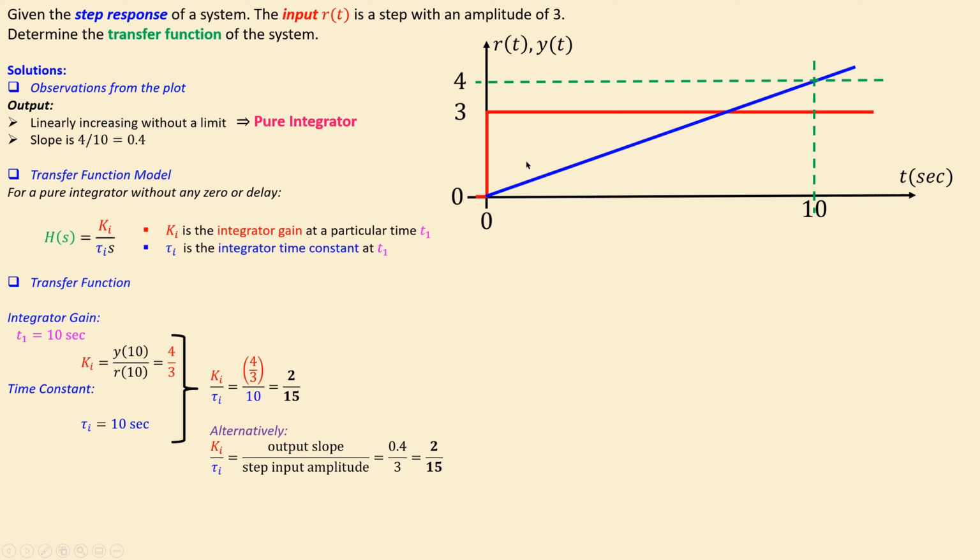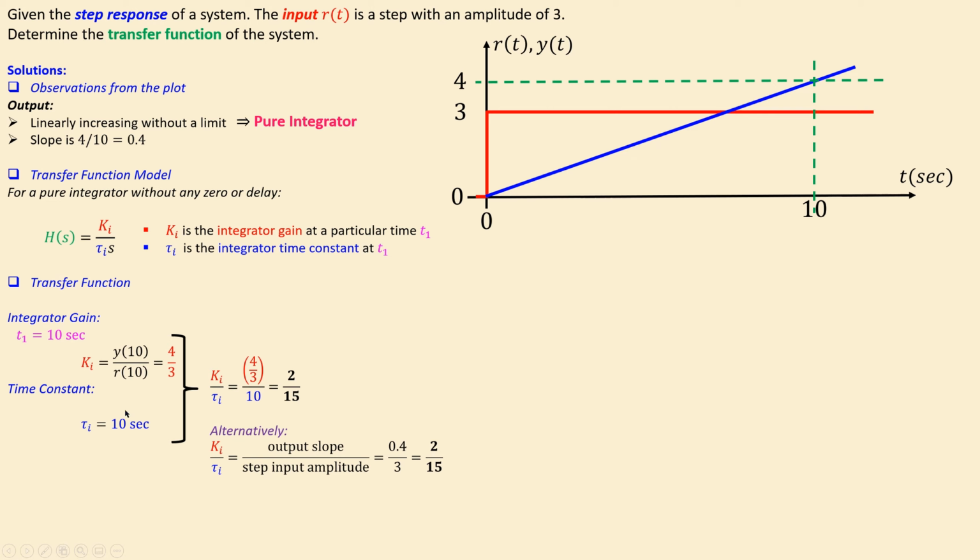So it is the slope of your output, your response, divided by the input of your step. So that is actually, I mean, the amplitude of your step input. So if I get these values, so the output slope, which is 0.4, and the input amplitude, the step input amplitude was 3, then I will get exactly 2 over 15. So it's exactly the same as this one. And this will be, of course, shorter.